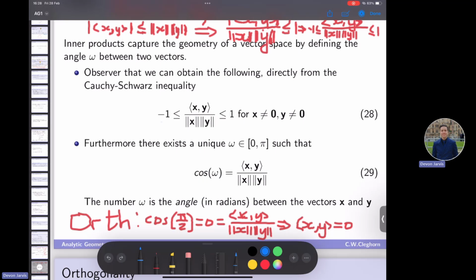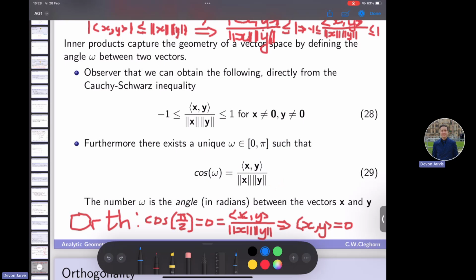Okay, we know that cos is bounded by -1 and 1. So at the very least, this is starting to make sense. Furthermore, there exists a unique angle in radians such that cos of the angle is then equal to that inner product divided by the two norms.